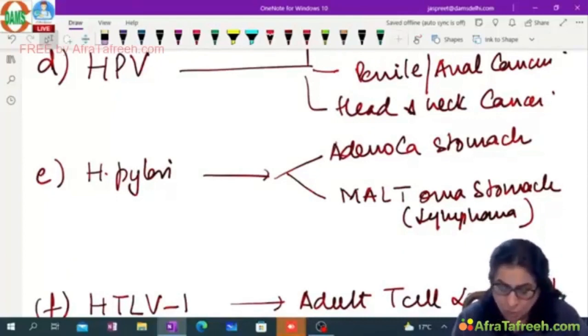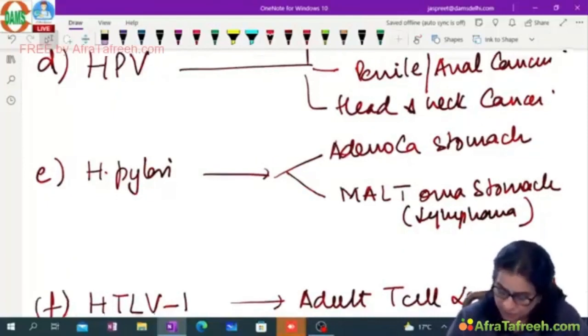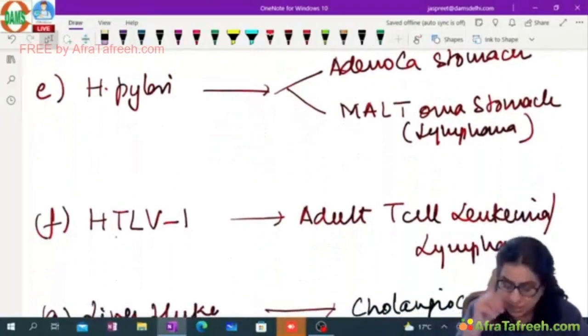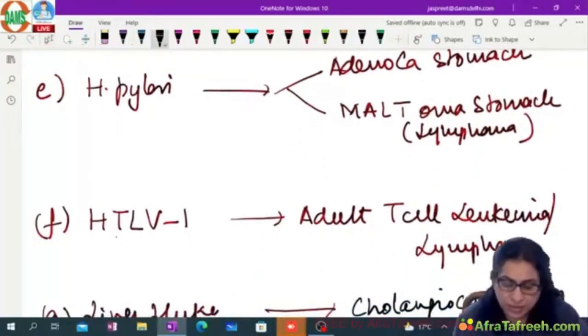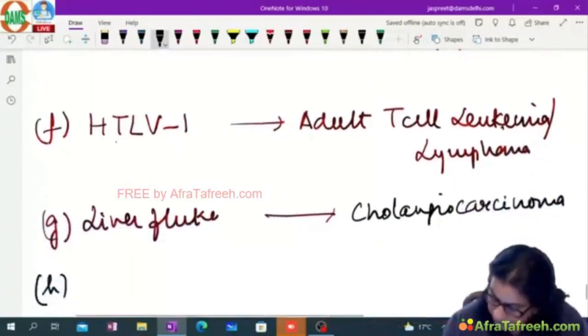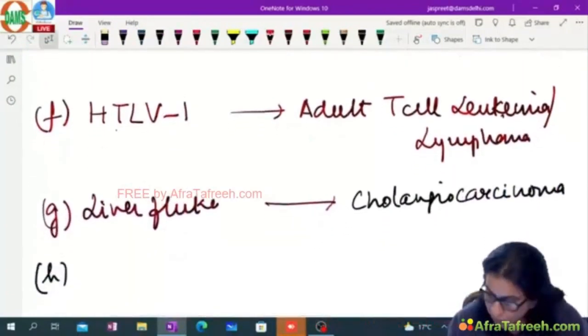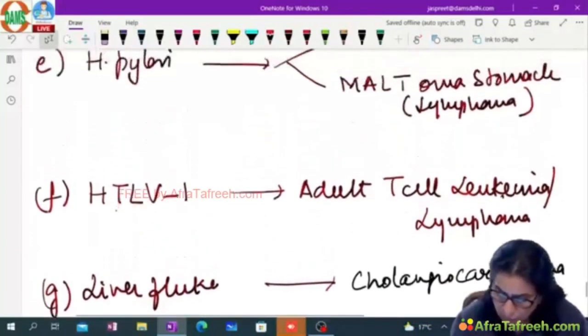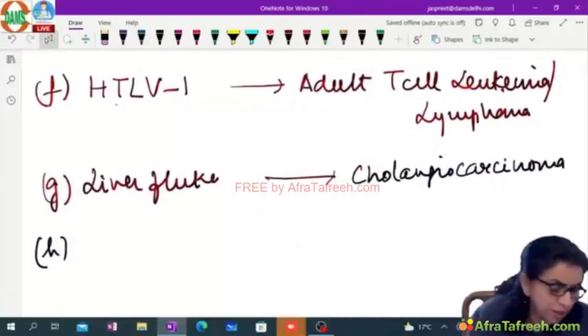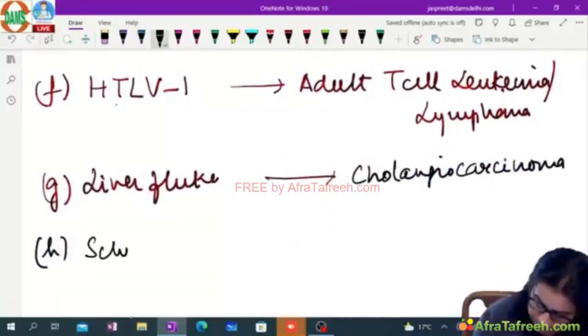What is a maltoma? Maltoma is a lymphoma of the stomach. Then HTLV1, human T cell leukemia virus 1, causes adult T cell leukemia. It can be leukemia and lymphoma. Then liver fluke causes cholangiocarcinoma. And last is Schistosoma haematobium.